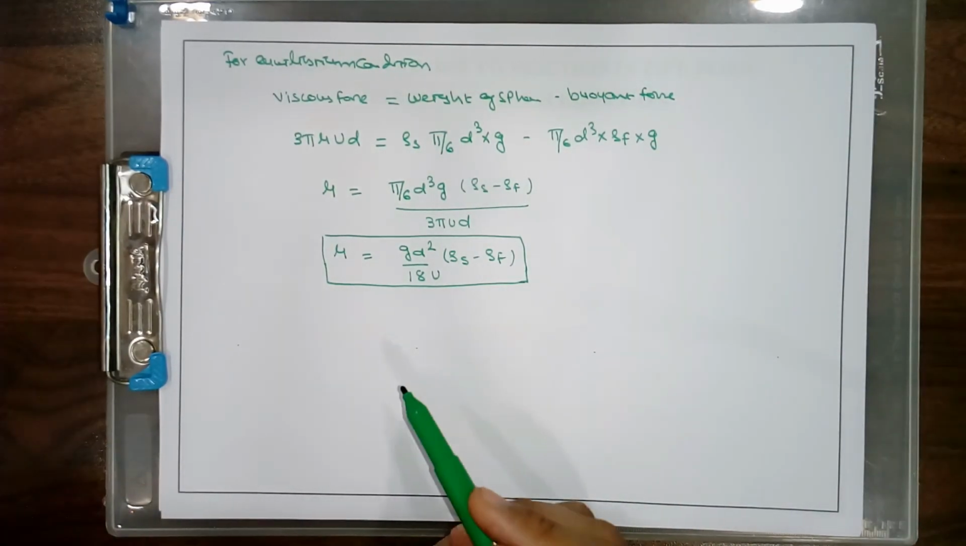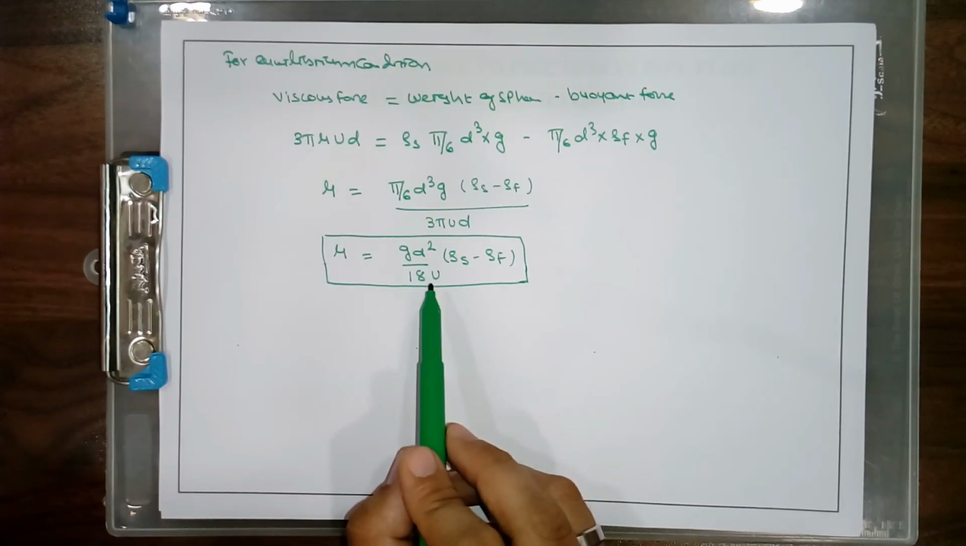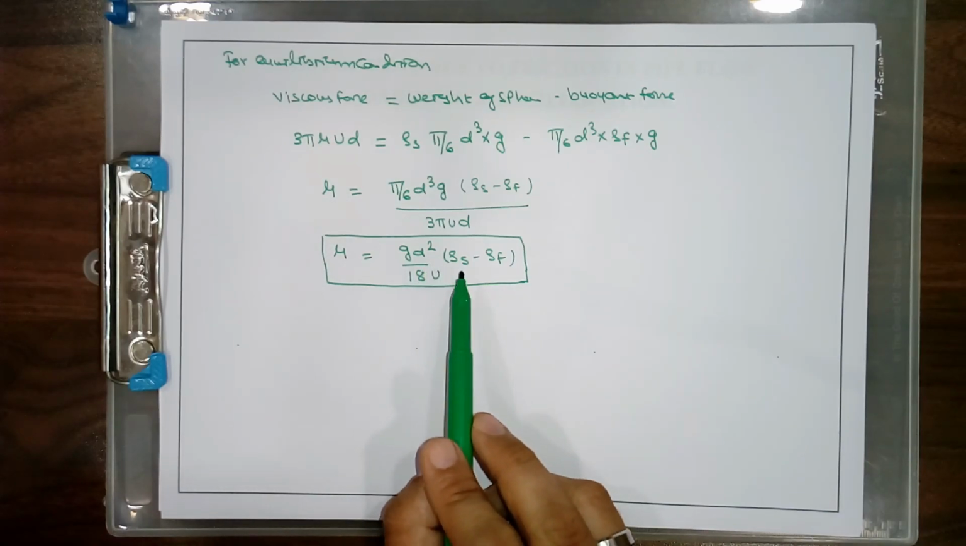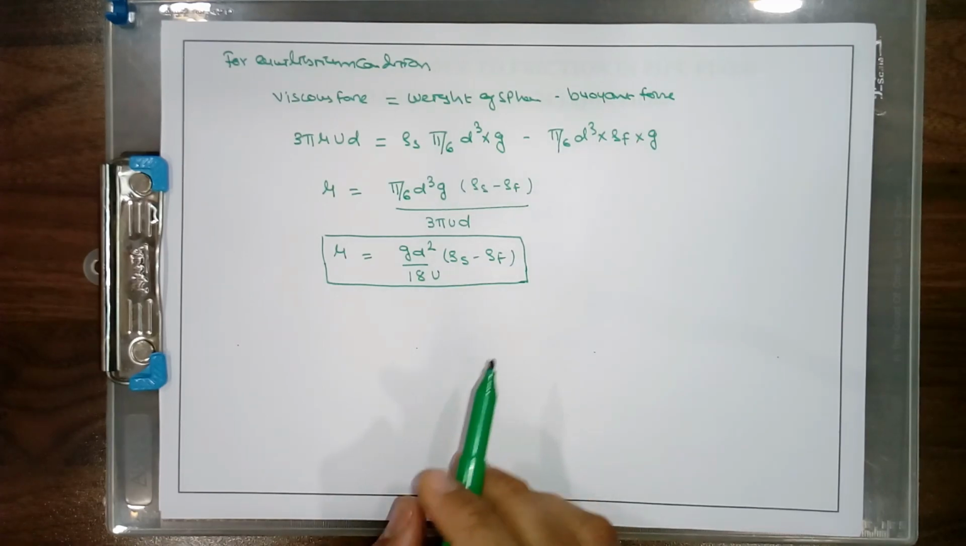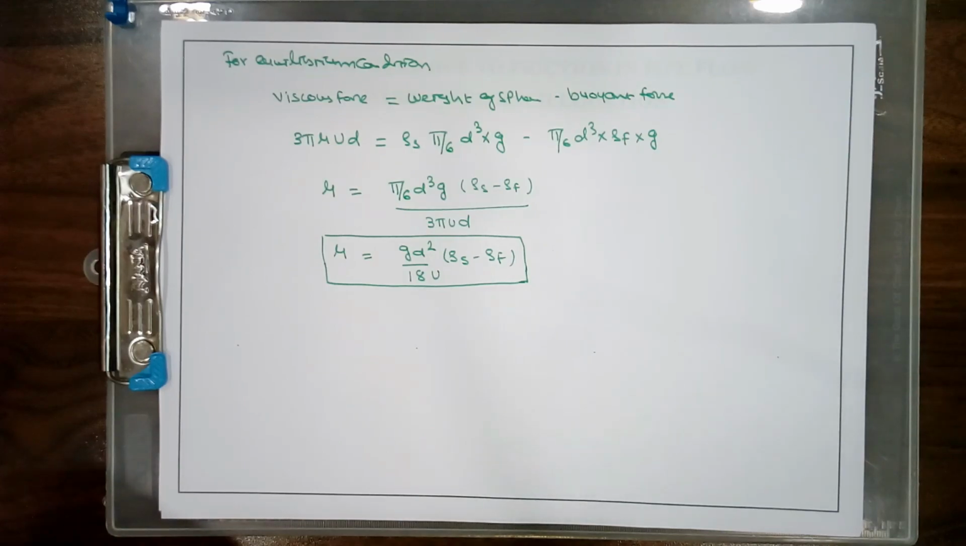In this case, using the time and the length, we can measure the velocity. g is constant, the diameter of the sphere is also constant, and the density of the sphere and the density of the fluid are known to us. So using these parameters we can calculate the viscosity of an unknown liquid.